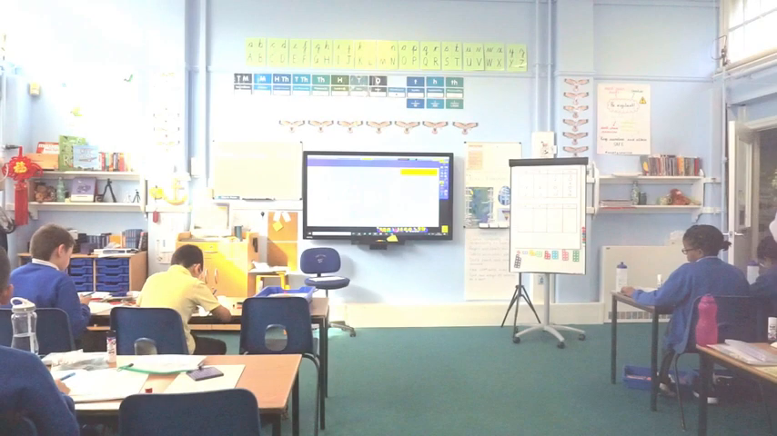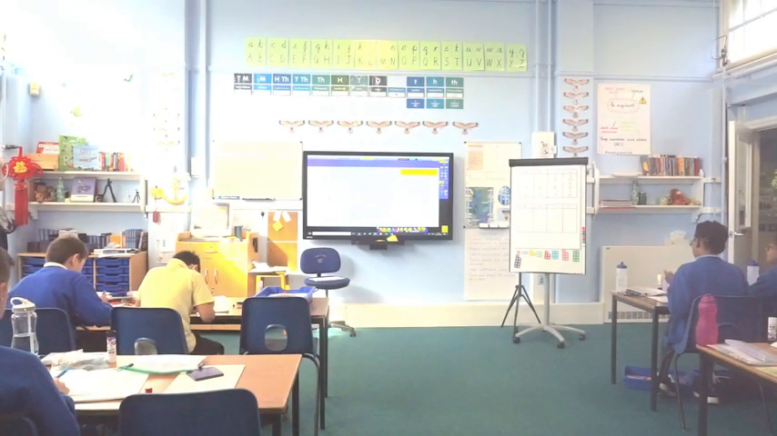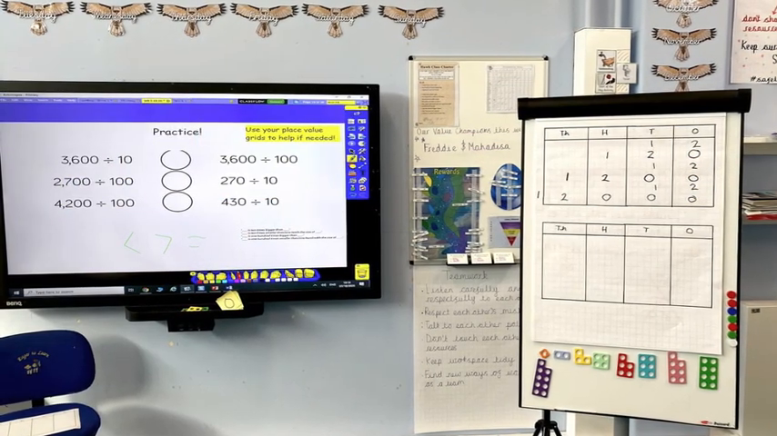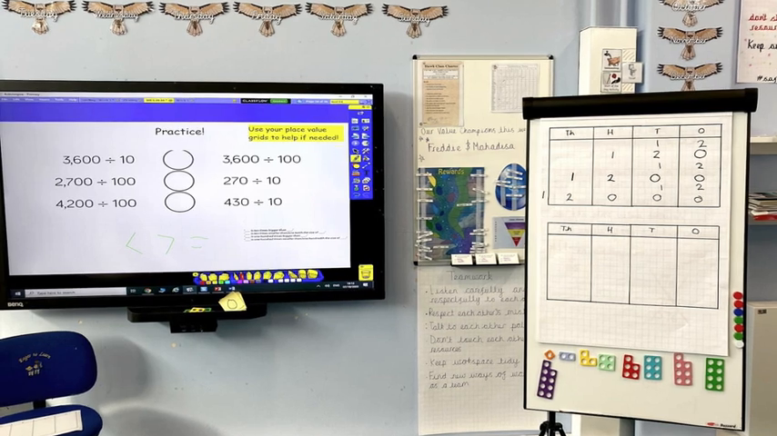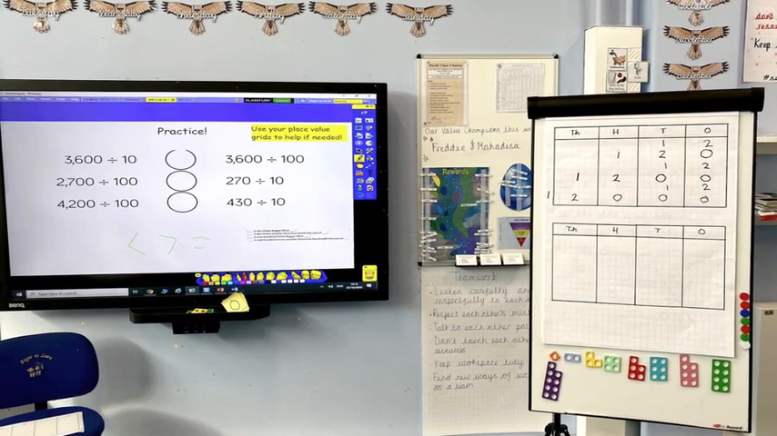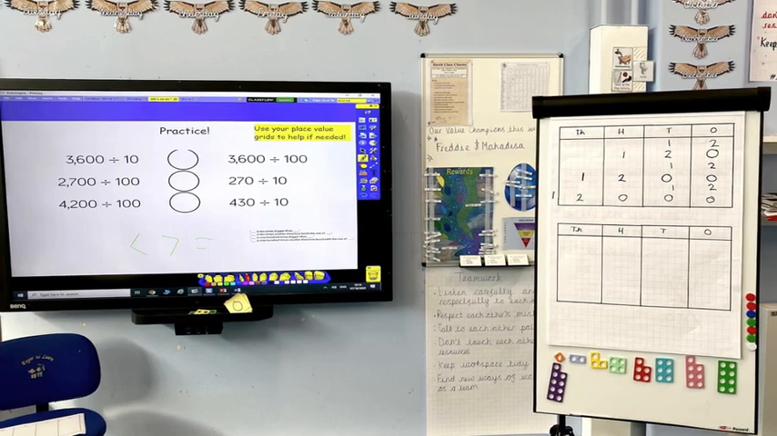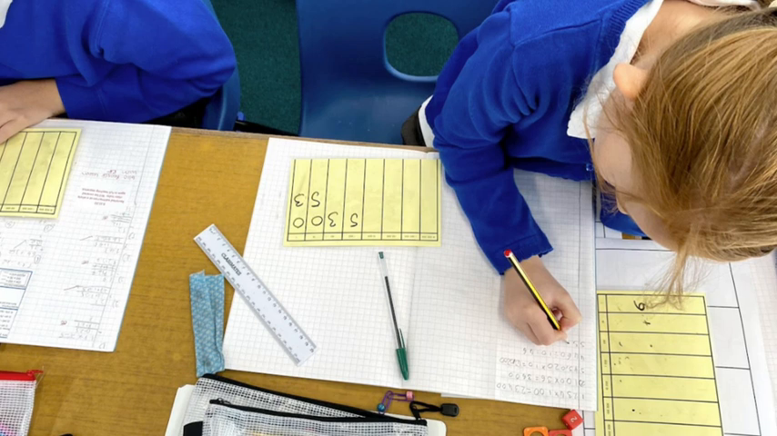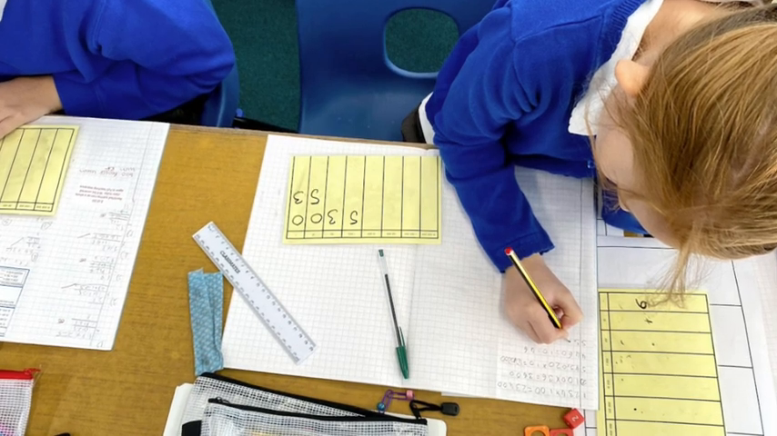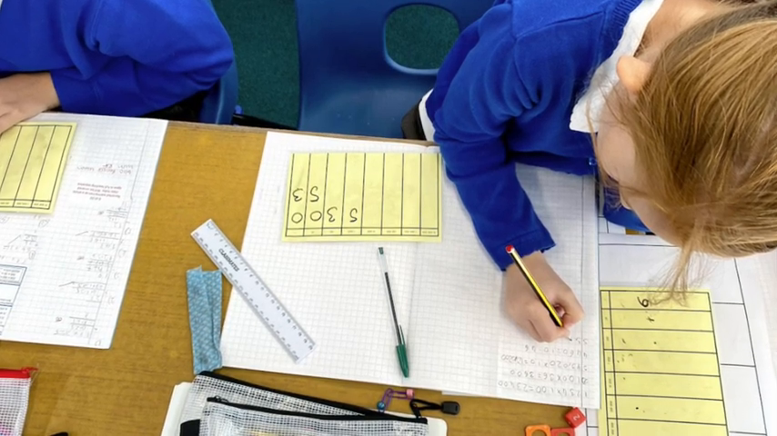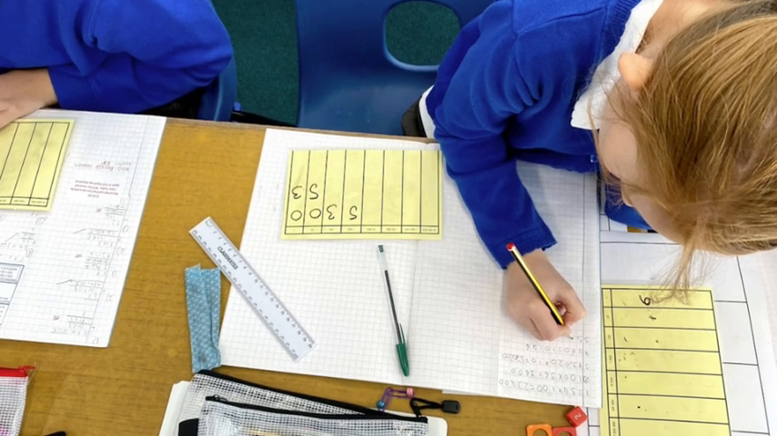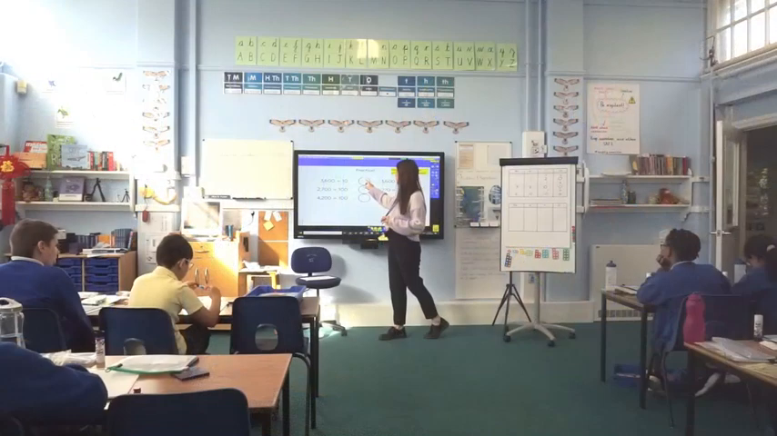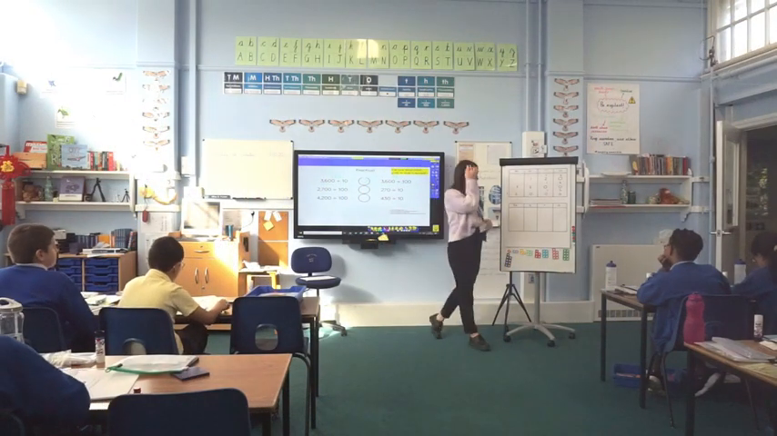Excellent. What symbol are you going to use to compare those 2 calculations? 3,600 divided by 10, is it greater, less than, or equal to 3,600 divided by 100? Who can tell me just by looking, and give me their reasoning? Fantastic. When we divide by 10, we're going to get a larger result than if we divide it into 1,000 equal parts, aren't we? We know that one. But fantastic if you use your place value to work it out.